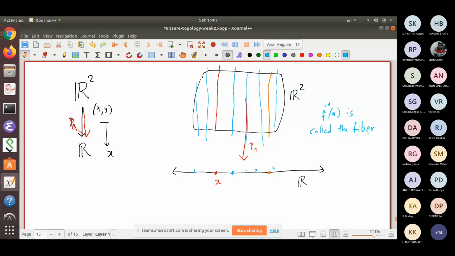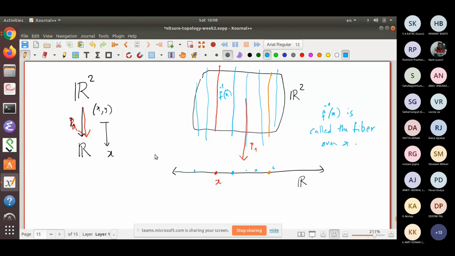For a long time, people wrote the spelling as F-I-B-R-E. But anyway, English is not my language and not the language of our country anyway. So you use whatever spelling. F-I-B-R-E might be what the dictionary recommends, so write that. I have no insistence on the spelling. So it's called the fiber over X. This is X and the fiber is over it. So is this picture clear? Why it is called fiber pictorially?